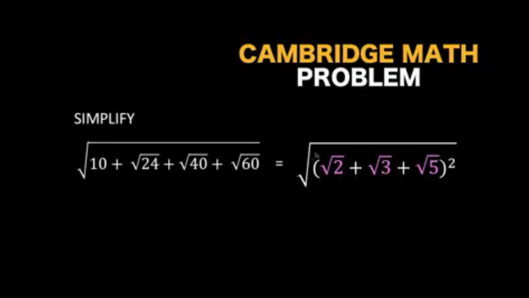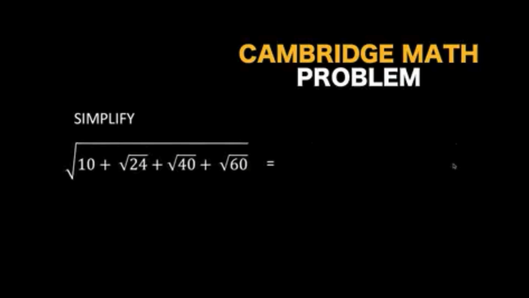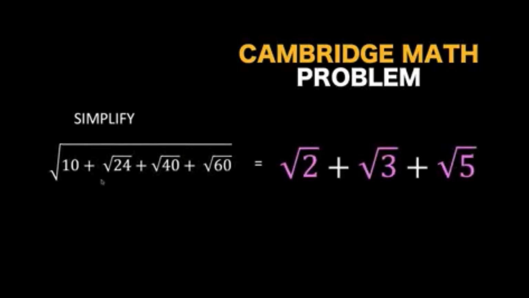And there is one more step that we need to do in order to come up with our final answer. Notice that we have here a square root and an exponent 2. And so for our final answer, the value of our original nested radical expression is square root of 2 plus square root of 3 plus square root of 5 in simplified form.